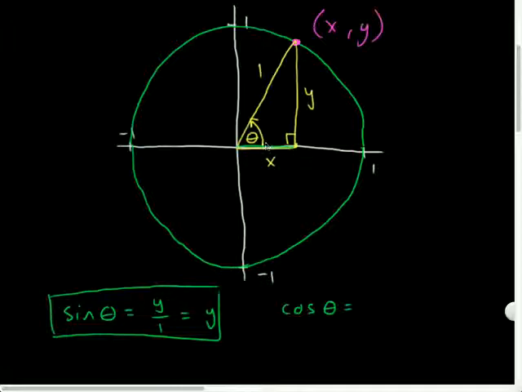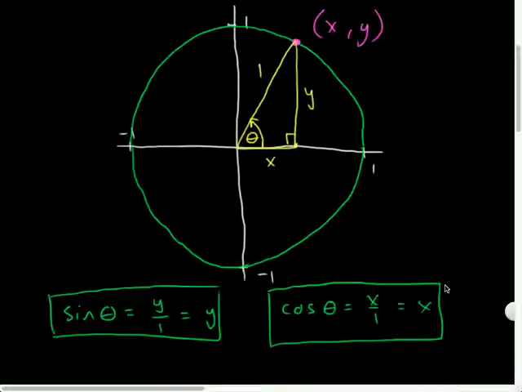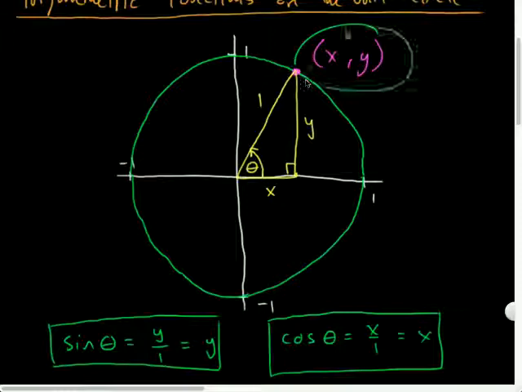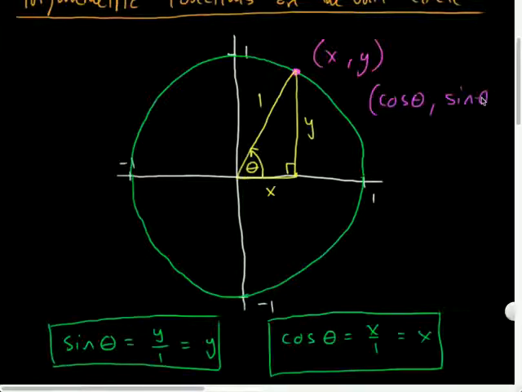Right, adjacent to hypotenuse, so that's x over 1 or just plain old x. So sine theta is y, cosine theta is x. What I want to point out here is that another way I could represent this point, I could have thought of this point as just cosine theta comma sine theta, right?